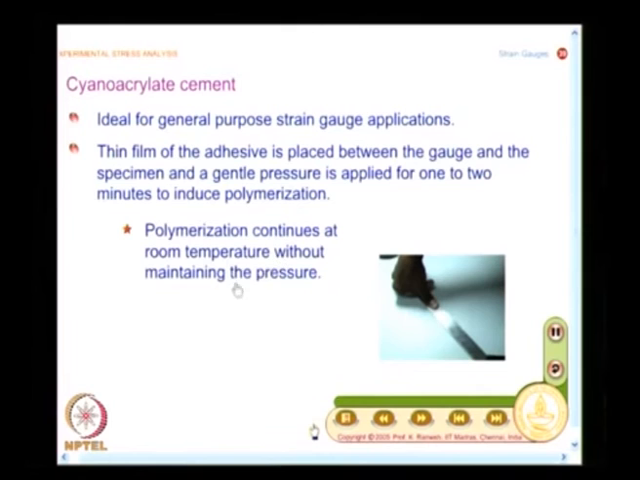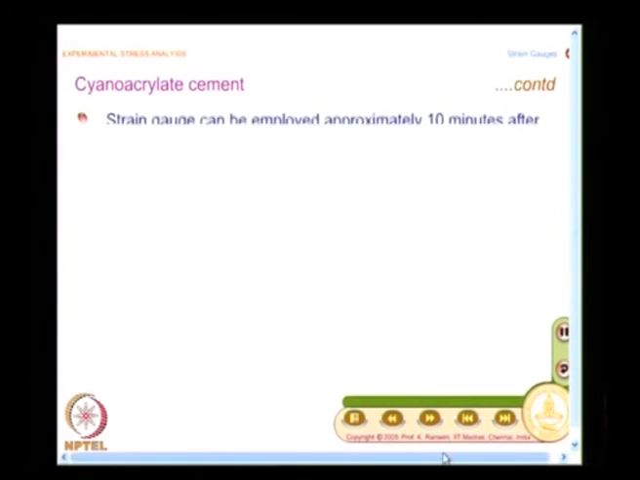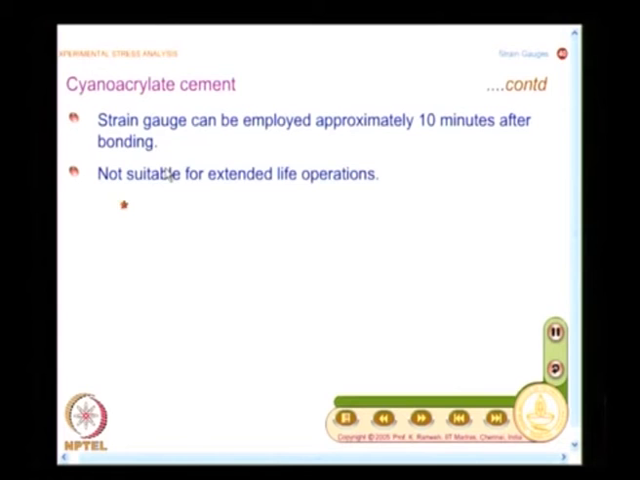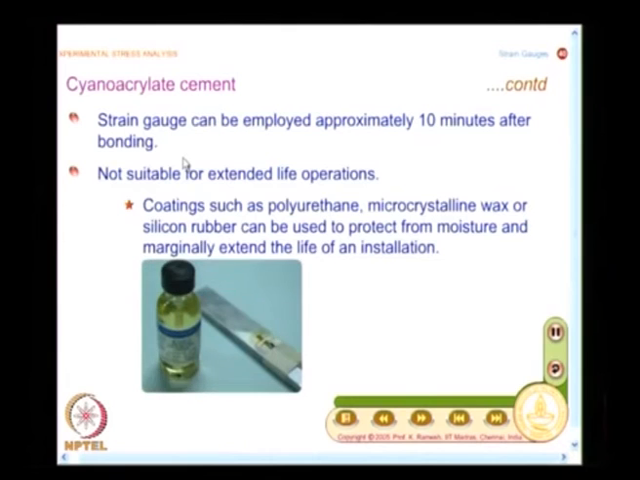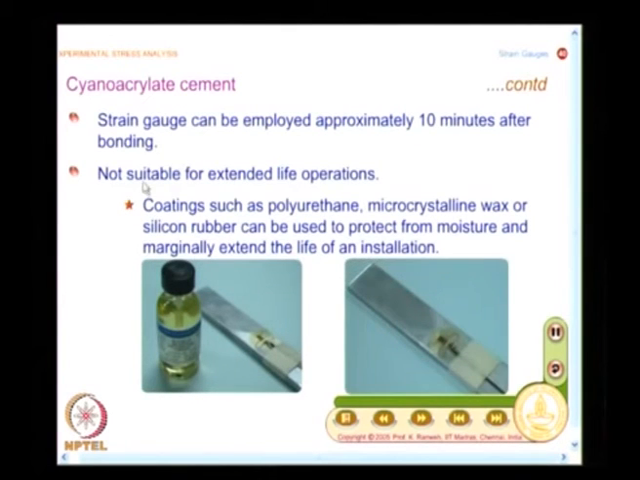So, you go and press it and hold it for a minute or two, your bonding is done, but the polymerization continues at room temperature without maintaining the pressure. The moment the cyanoacrylate comes in contact with moisture that is available in the air, that itself cures it. And the recommendation is, once I use cyanoacrylate cement, strain gauge can be employed 10 minutes after bonding, and it is definitely not suitable for extended life operations.